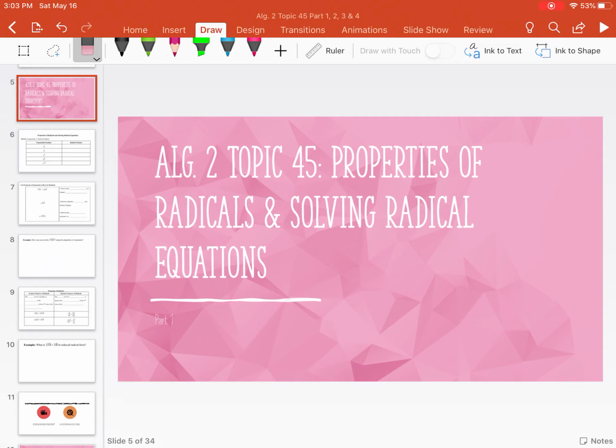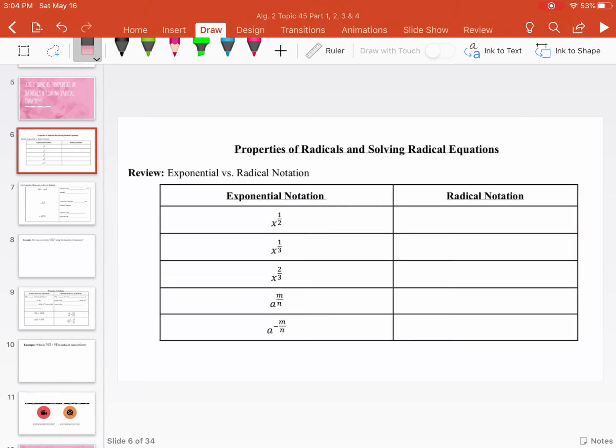Welcome back to Topic 45 for Algebra 2, Properties of Radicals and Solving Radical Equations. In Part 1, we're going to use properties of exponents to rewrite radicals, and also dive into some properties of radicals. Before we start with that, let's review exponential notation versus radical notation.